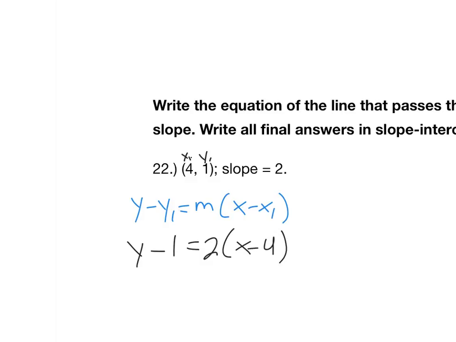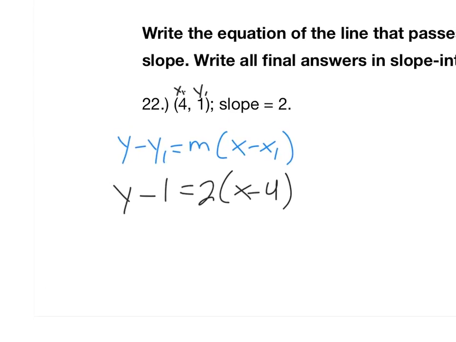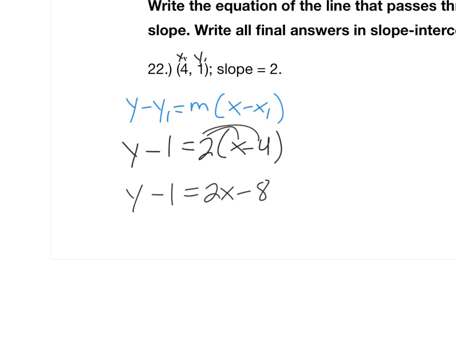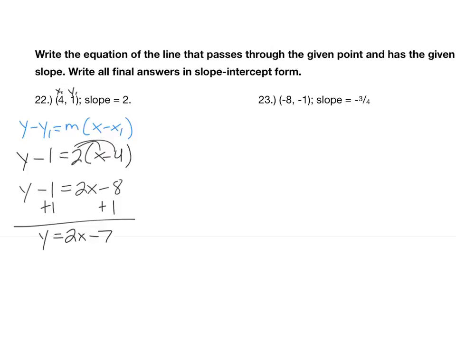But they want you to write your final answer in slope-intercept form. So we'll have to solve this and manipulate this a bit by first using the distributive property. So that would be my y minus 1 equals 2x minus 8. We're almost there, but this isn't quite slope-intercept form. Remember, slope-intercept form is y equals mx plus b. So we'd have to add 1 on both sides, and we have y equals 2x minus 7. And that's in slope-intercept form.